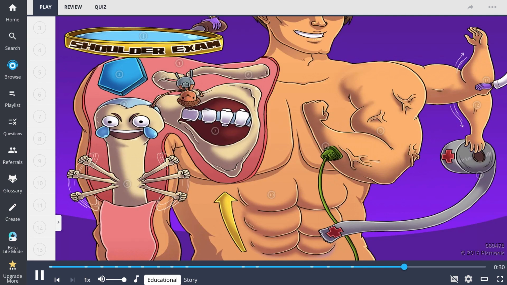So in summary, when performing a shoulder exam, first begin with inspecting the skin and shape of the shoulder joint. Then palpate the humeral head, the AC joint, the rotator cuff, the clavicle, and the spine of the scapula. Lastly, test the shoulder's range of motion with flexion, extension, abduction, adduction, internal rotation, and external rotation. And there you have it, the various aspects of a shoulder exam.